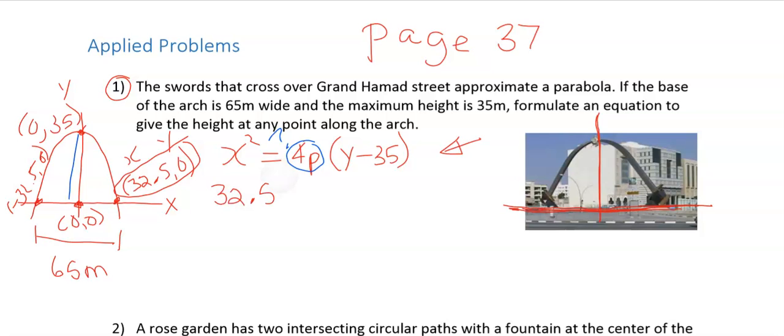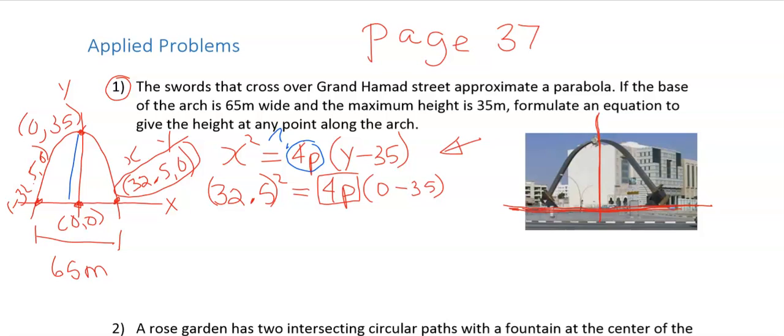32.5 squared. All right, that's what I put in for x, is equal to. Now leave the 4p together. You never, ever, ever have to separate that. The y coordinate is 0. Take away 35. All right. Now remember, I'm going to leave the 4 and the p together. It's not necessary to work out just p by itself.